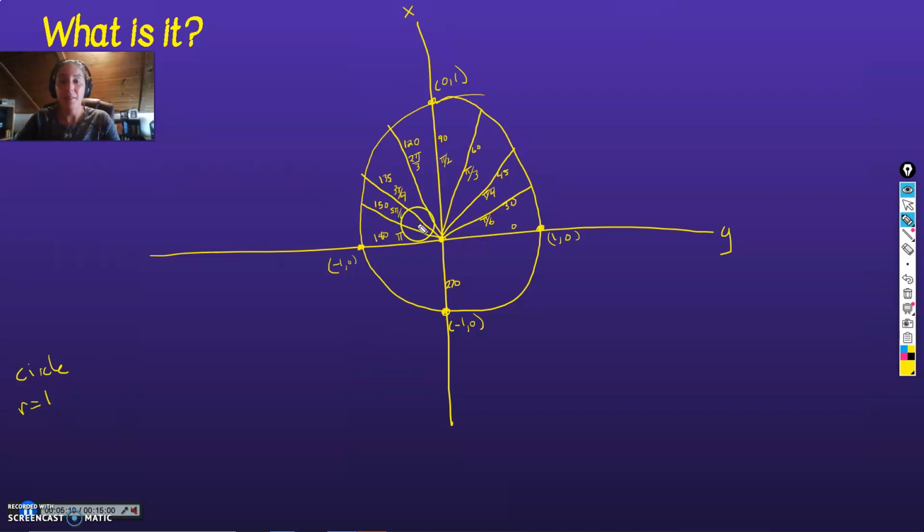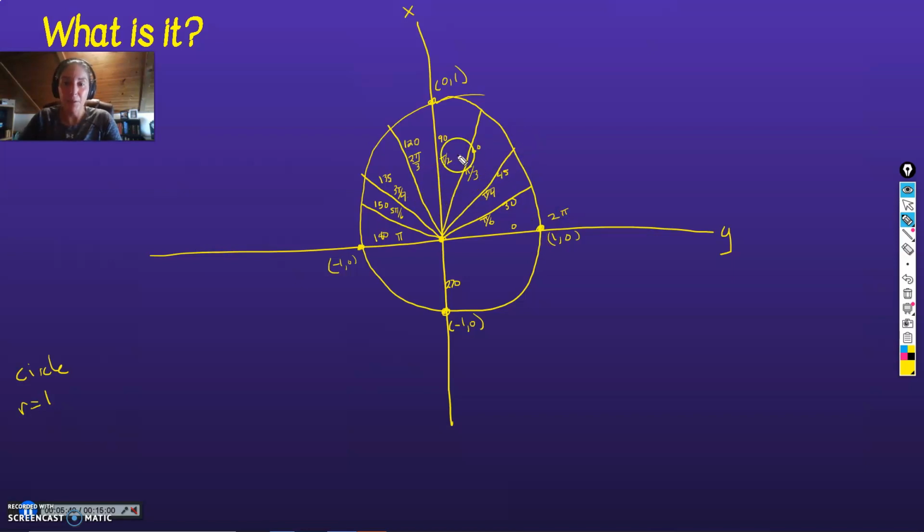So you can count the sixths, right? 1/6, 2/6, 3/6, 4/6, 5/6, 6/6, 7/6, 8/6, 9/6, 10/6, 11/6, 12/6, because this is also known as 2 pi. Okay, same thing with the 45s.